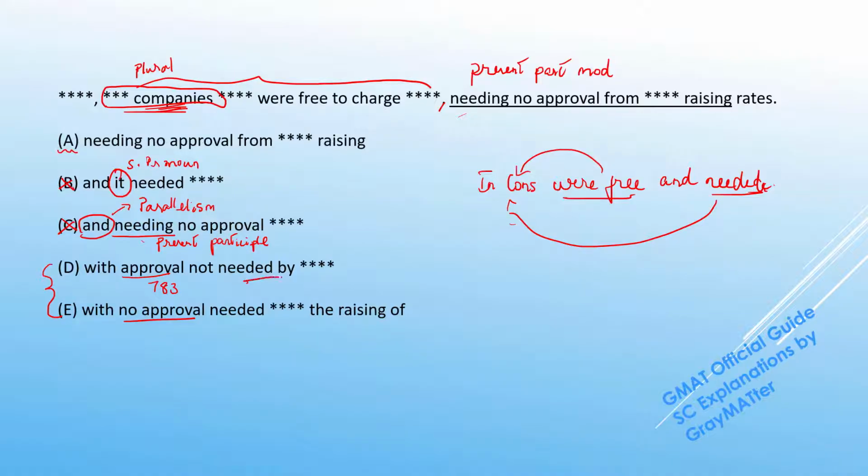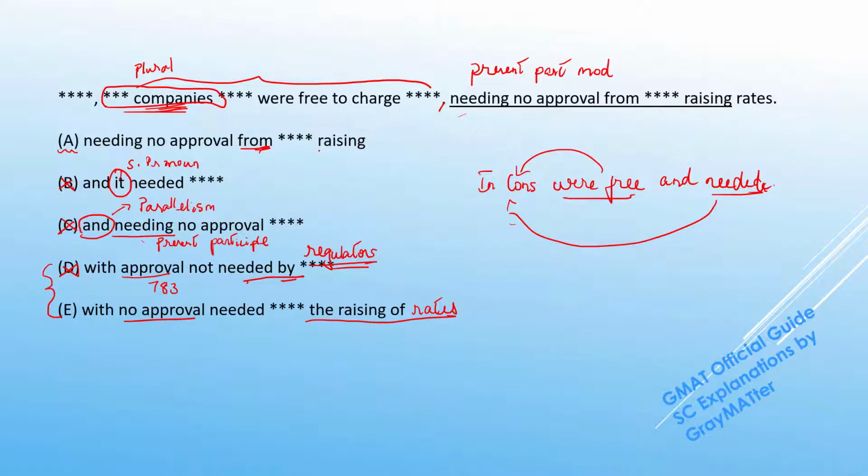Notice that in D, we have the approval needed by regulators. And in other choices, we have approval needed from the regulators. So we can notice that it's a prepositional difference. If I say it is the approval from the regulators, then it is the regulators who are giving the approval to these insurance companies. But if the preposition used is by, then the logic becomes that these regulators need the approval, that the approval is needed by the regulators. And that makes no logical sense. D goes off.